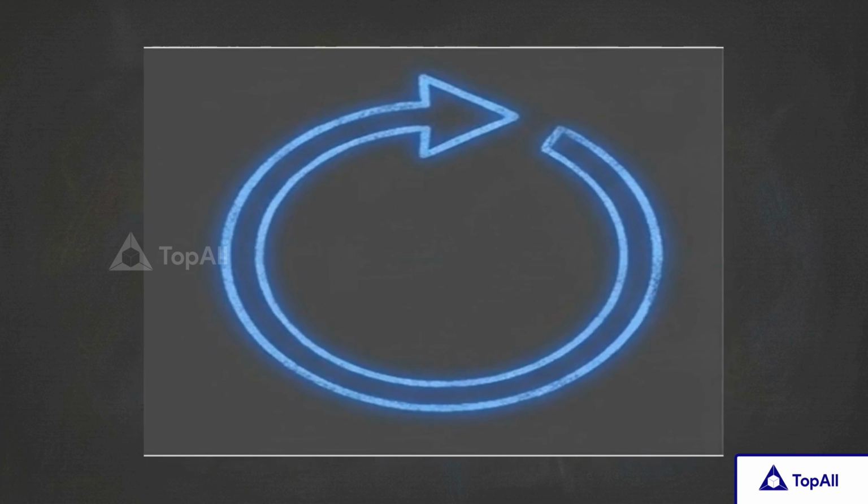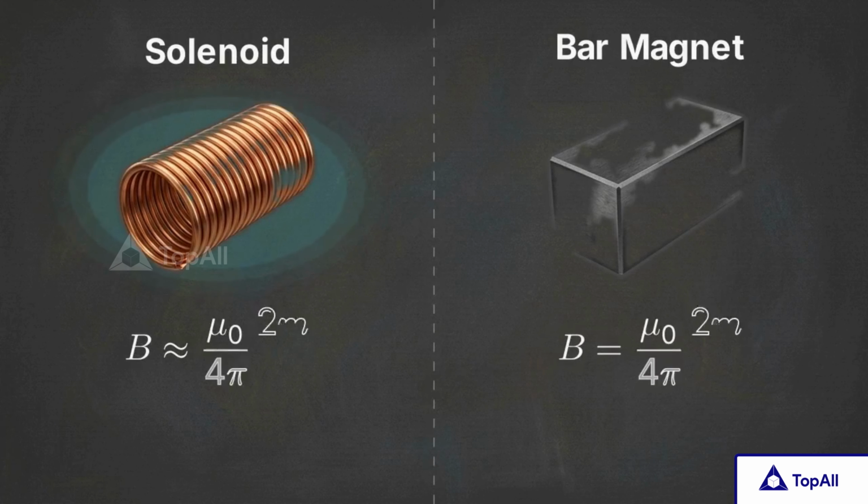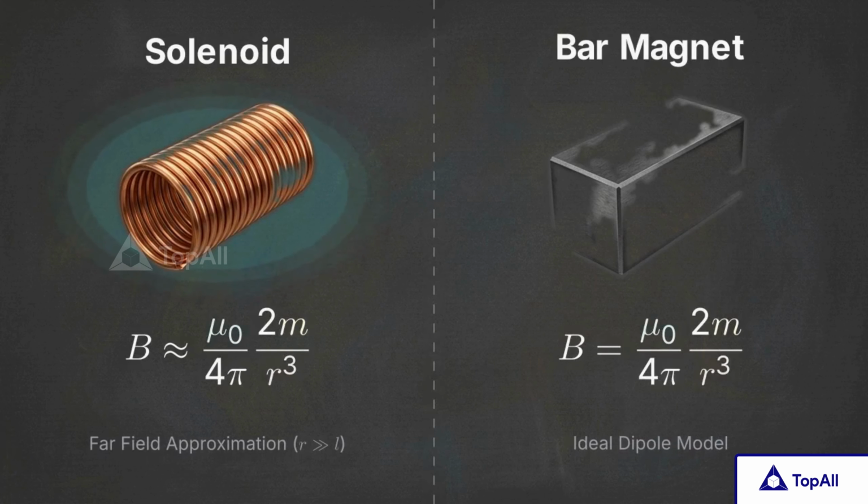In this view, the pulling power of a solid magnet would be the cumulative result of these billions of microscopic internal circuits. To turn this hypothesis into a proven law, we have to see if the mathematical formula for a solenoid's field matches the known formula for a bar magnet.